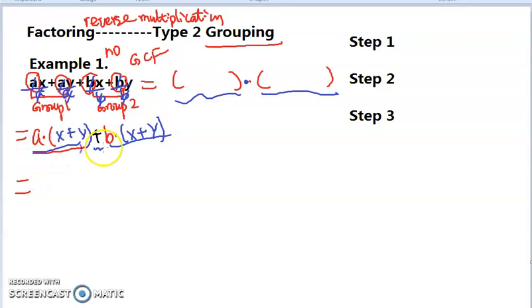Notice these 2 groups, after I factor them out, group 1 and group 2, still have something else in common, which is x plus y. There's x plus y here, and there's x plus y there. So we're going to factor out x plus y.